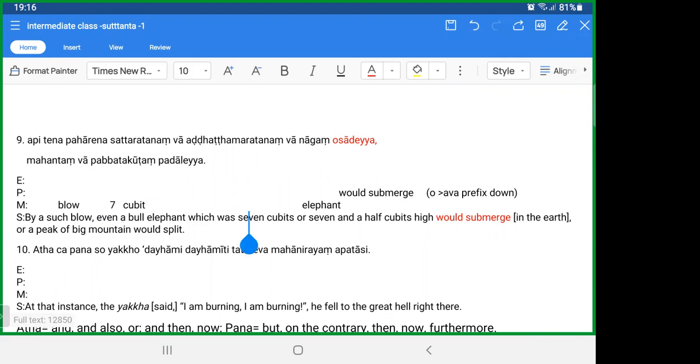Now you have 7 cubits or 7.5. Can you understand what is 7.5? It should be Addhatthamaratanam, I suppose, because ratanam is there. So how do you get 7.5? Let's check the word. Ratana is the cubit. You know the word addha, right? Addha is half. Okay. And what is attha?